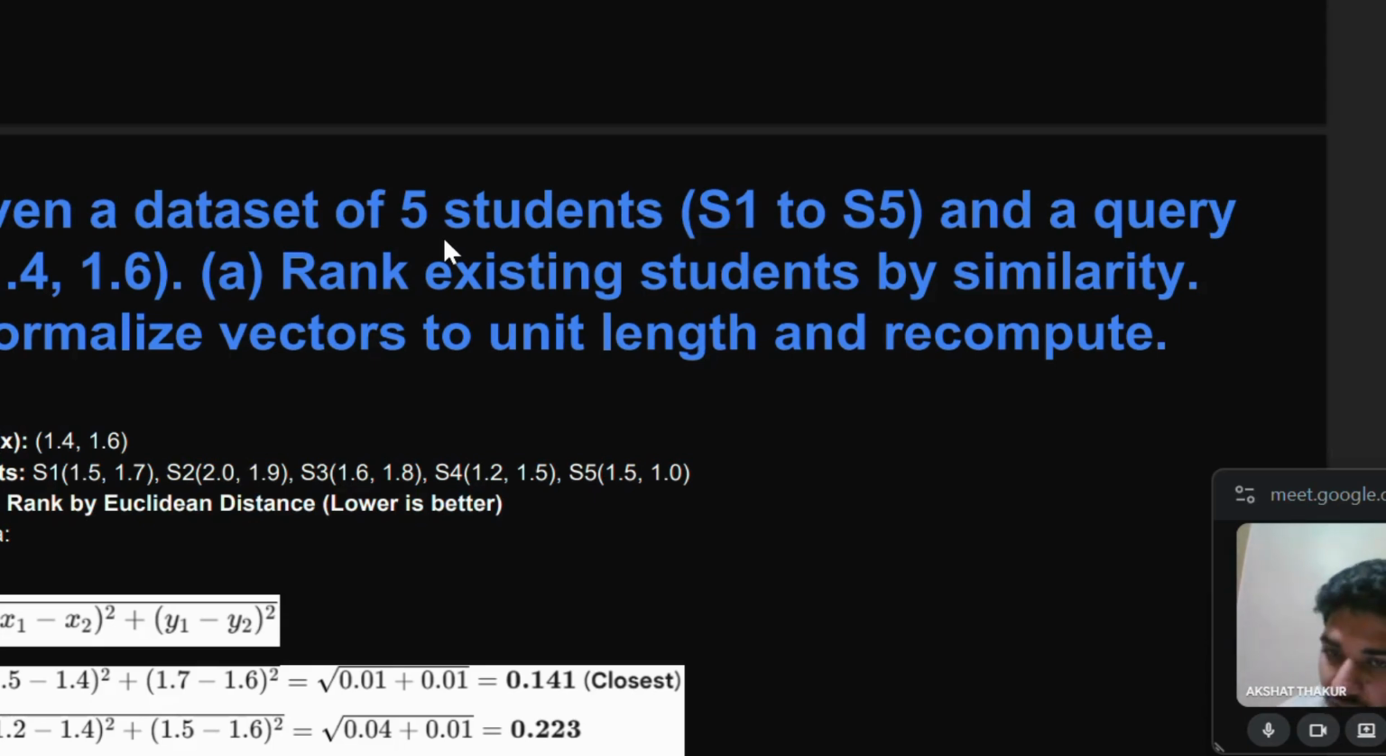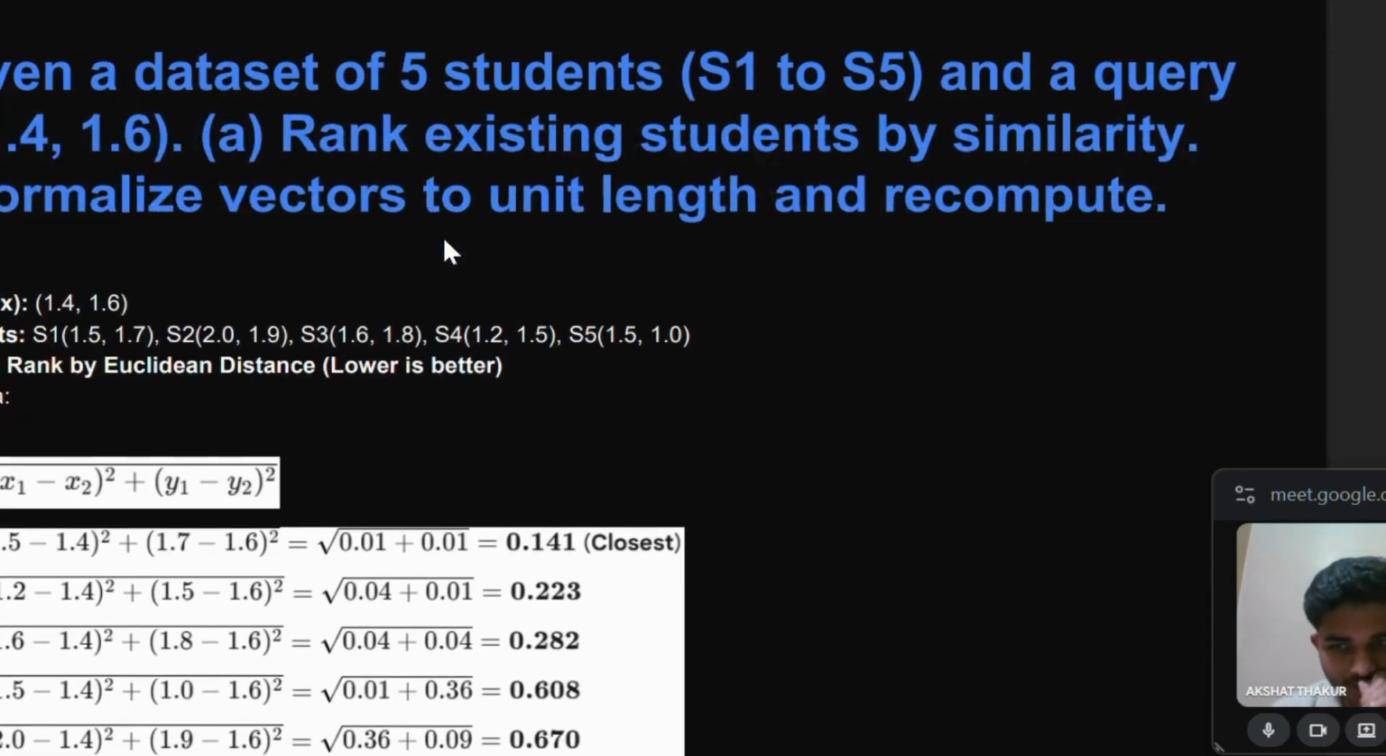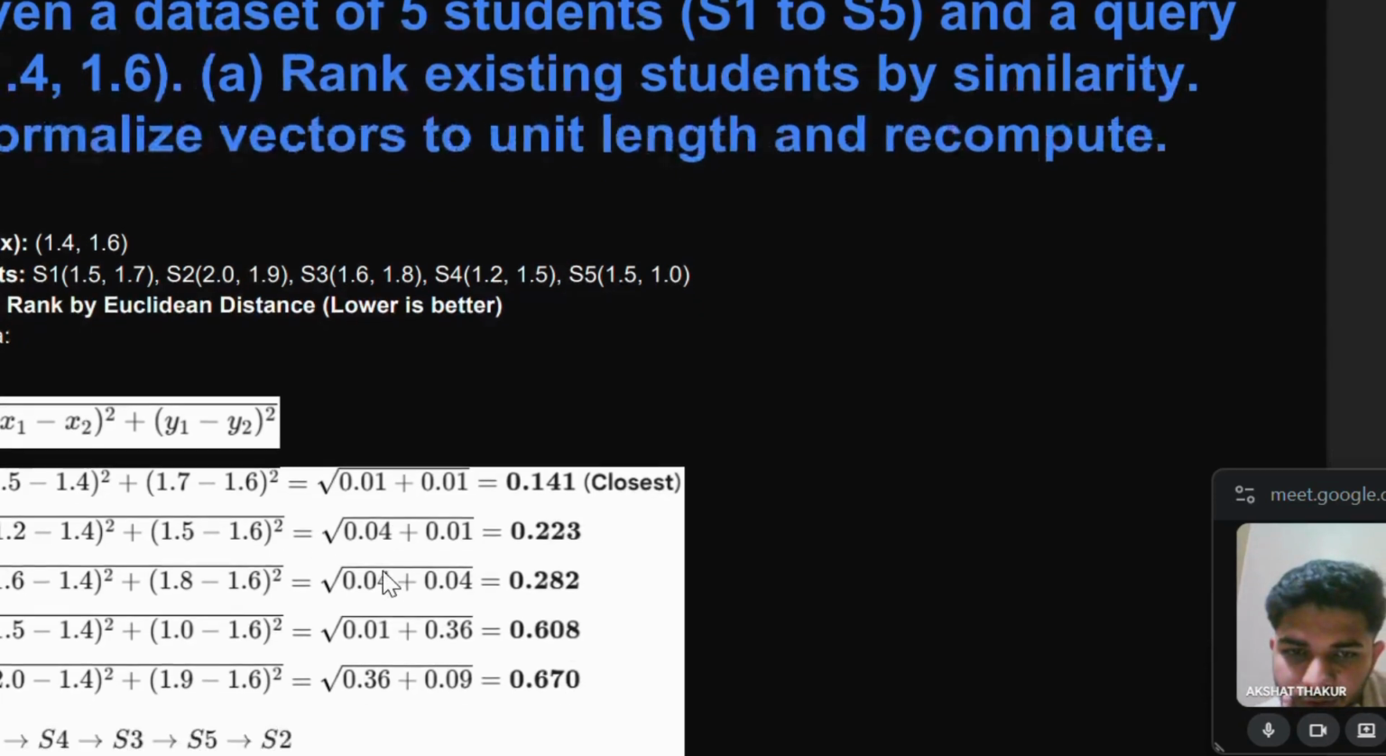The values of S1, S2, S3, S4, S5 are respectively these. Step A: rank by Euclidean distance. What is the formula for Euclidean distance? Under root of sum of squared differences. So distance 1 will be 1.5 minus 1.4. We will subtract 1.4 from all the values of A in S1, S2, S3 to S5, and 1.6 from all the values of B. So for S1 it will be 1.141.